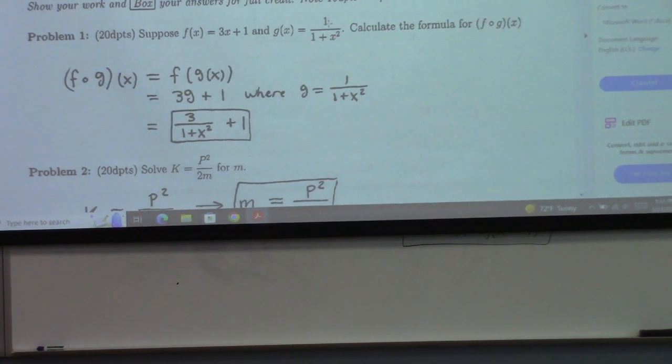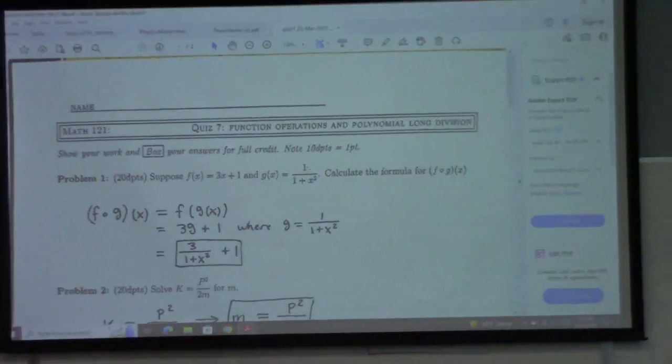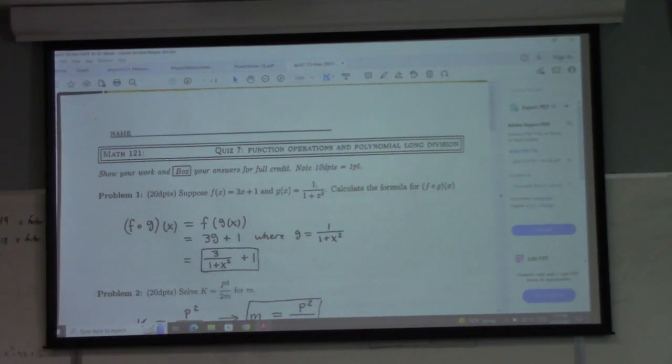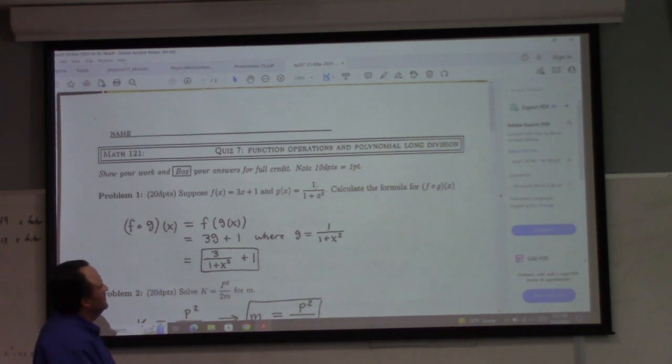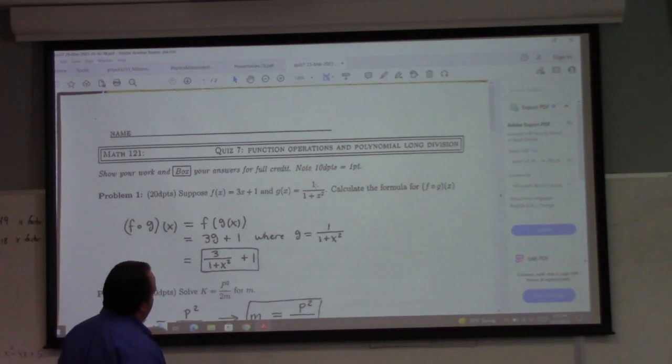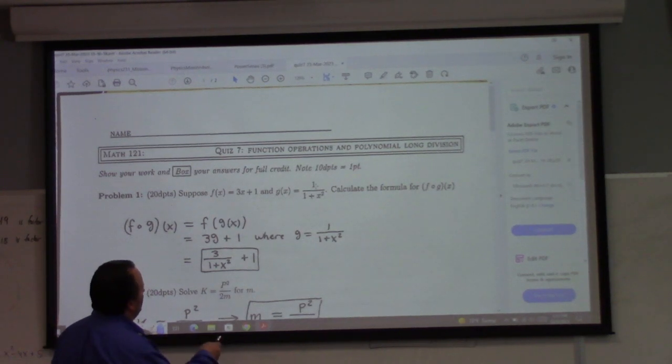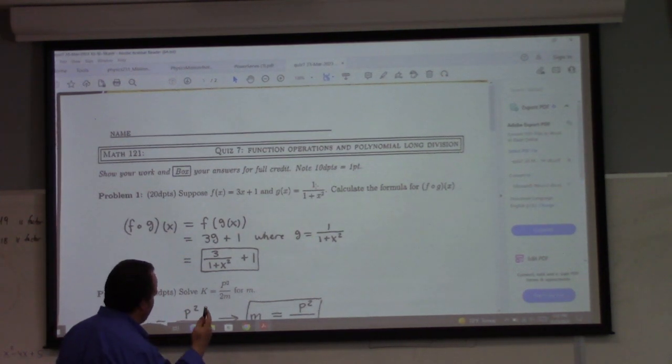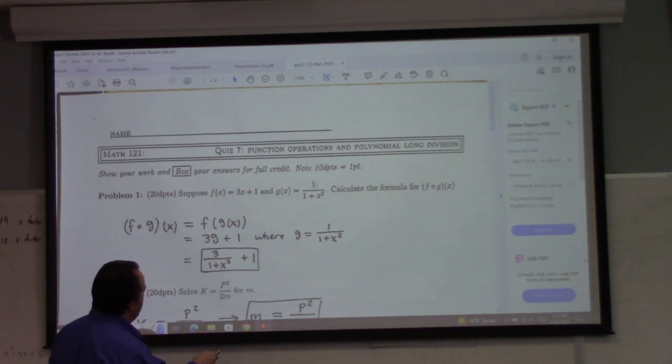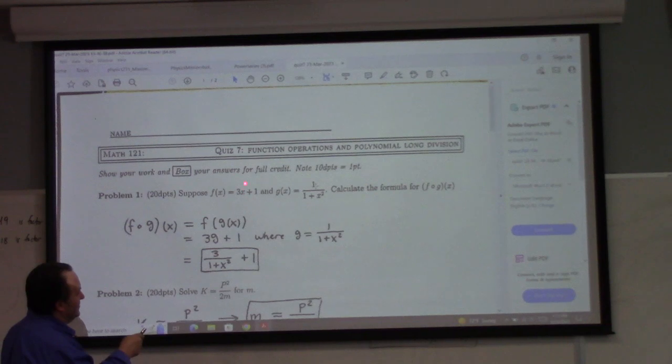All right. So to start with, to calculate the composite of f and g, f composed with g of x, we plug in the formula for g. Oh, I'm sorry, I just turned it around in my mind, but yes. So g of x is 1 over 1 plus x squared. So I put g of x in the place of x in the formula for f, so 3 times g of x plus 1, which is this.